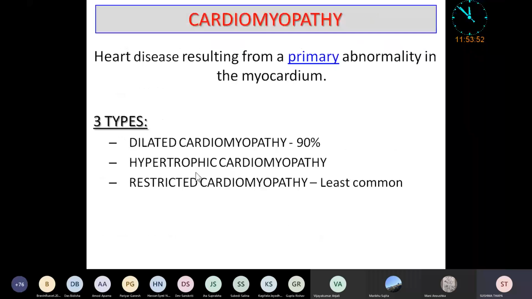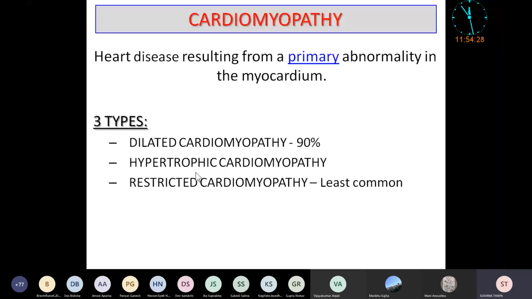So that is all about myocarditis. Now coming to cardiomyopathy. What do you mean by cardiomyopathy? This is a broad term under which various cardiac problems are included. It is a heart disease resulting from a primary abnormality in the myocardium. So cardiomyopathy is a broad term which denotes disease mainly involving the myocardium.